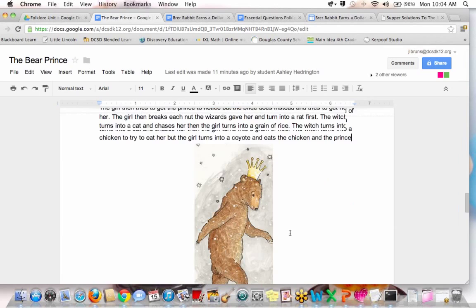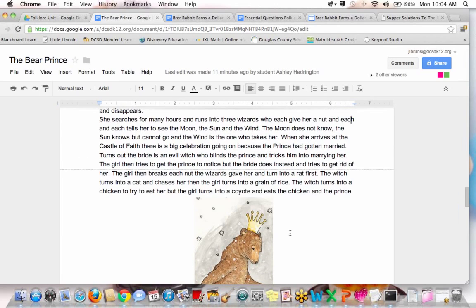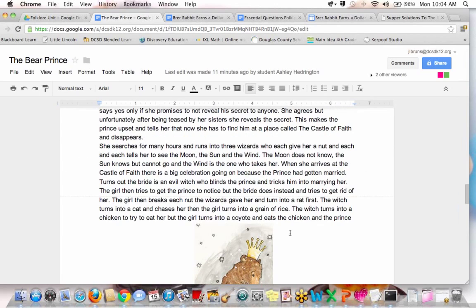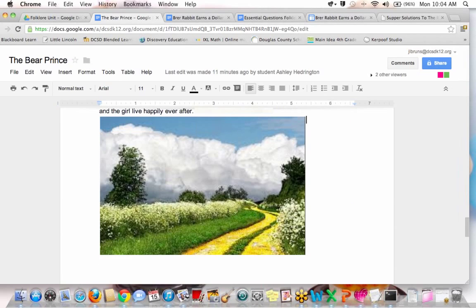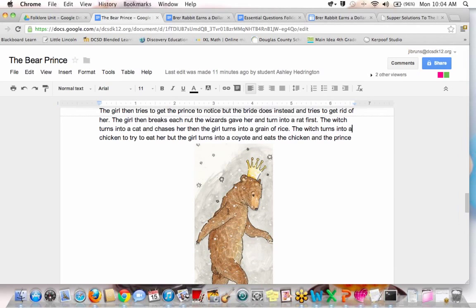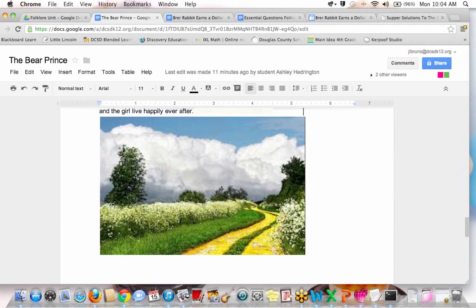All right. And so then she has to go through a lot of different things to basically earn his trust back. She has to go to all of these different wizards, and they lead her on this big journey. Okay. So good pictures.